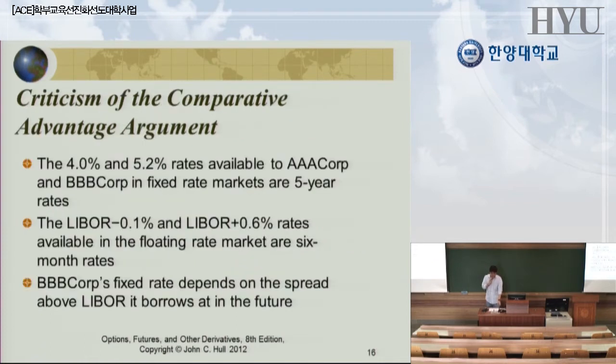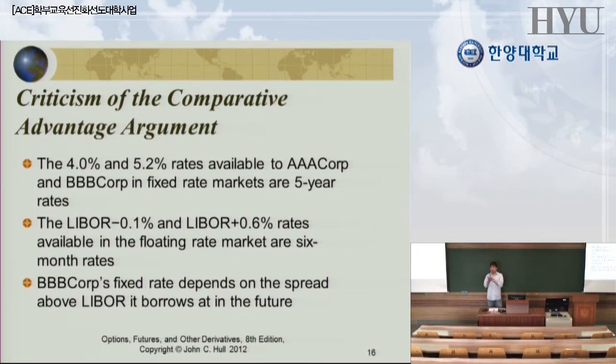There have been some criticisms of this concept. As you can see, the 4.0% and the 5.2% rates available to the AAA Corp and the Triple B Corp are fixed rate markets for 5-year rates. But if you take into consideration the LIBOR interest rate, they are the floating rate markets for 6 month rates.